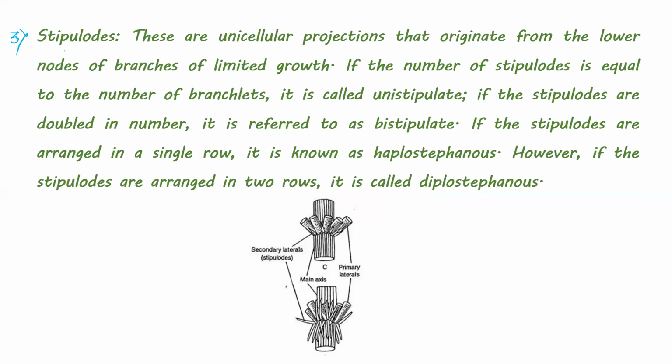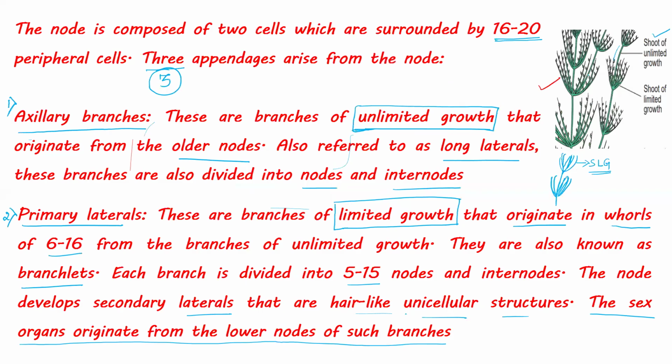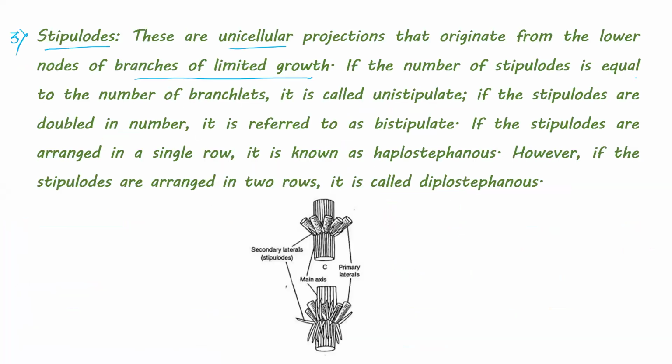Coming to the third appendage. Third appendage is which one? The stipulodes. These are what? These are unicellular projections that originate from the lower nodes of the branches of limited growth. Okay? So where are they originating from? They are originating from the lower nodes of the branches of limited growth. That means what? Where? This one. Branches of limited growth here. Now see the picture here.